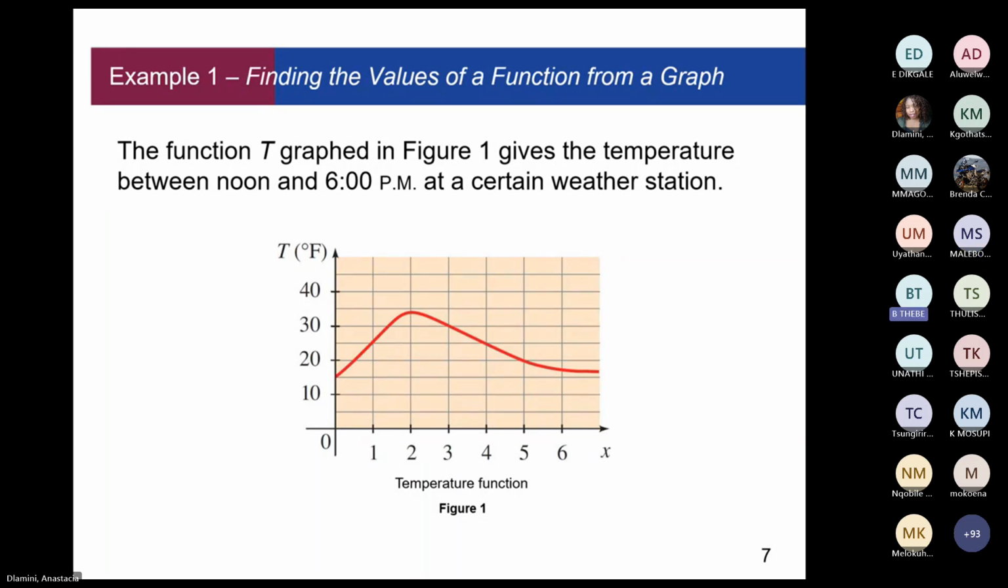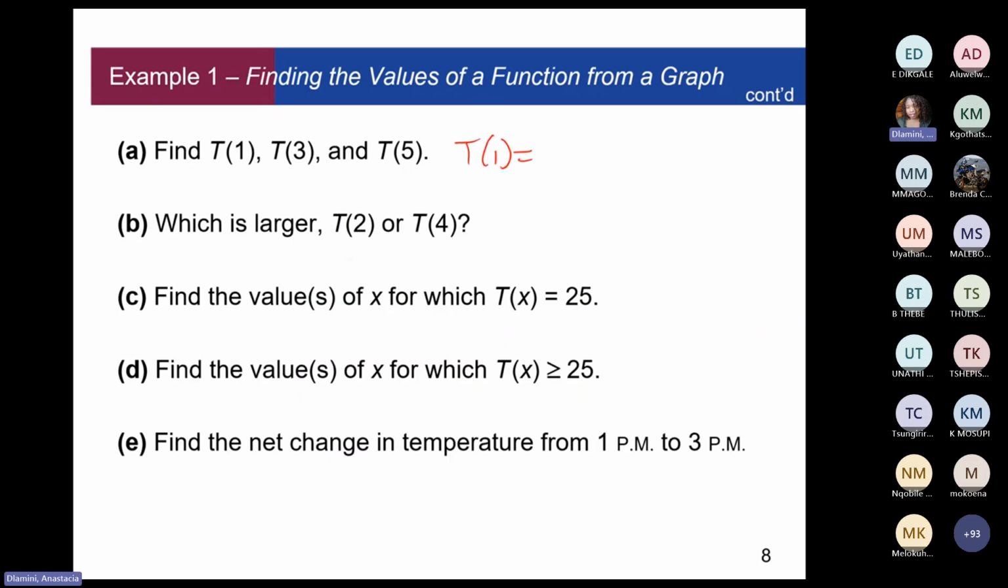Temperature 25. So T1? 25. Okay, let's do that. So T1 is equal to 25. T3 is equal to what? 30. T5 is equal to what? 20. Thank you. Now let's see, which is larger, T2 or T4?